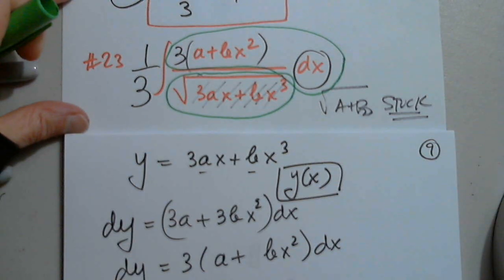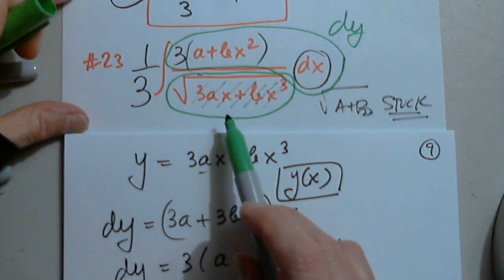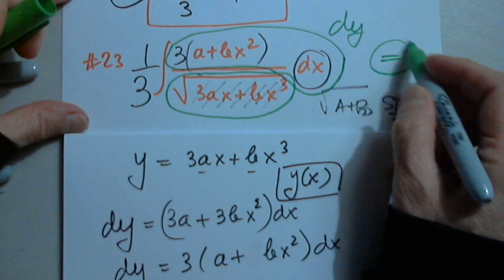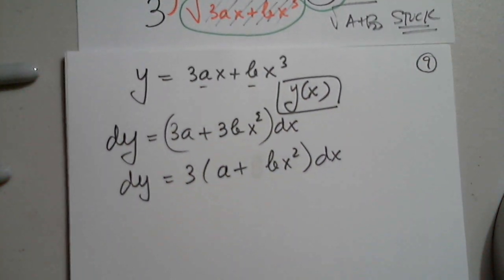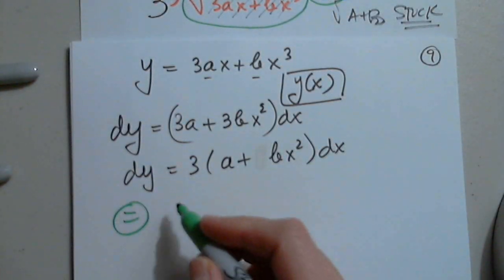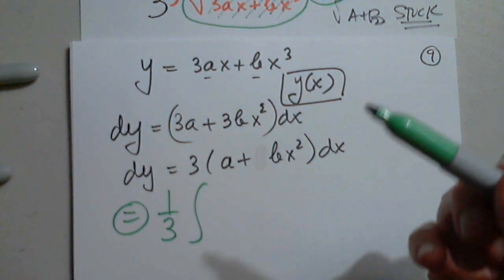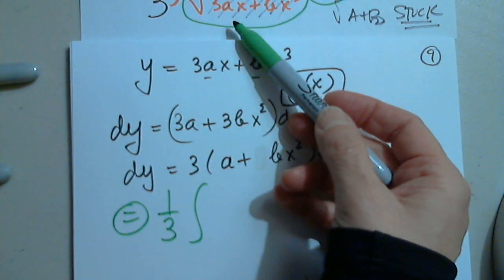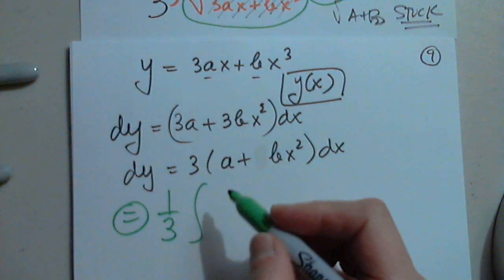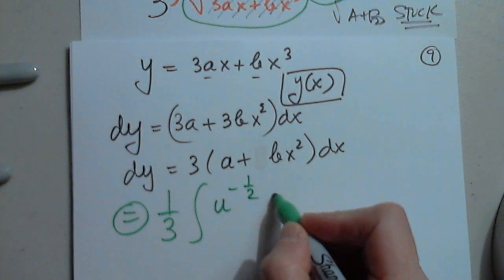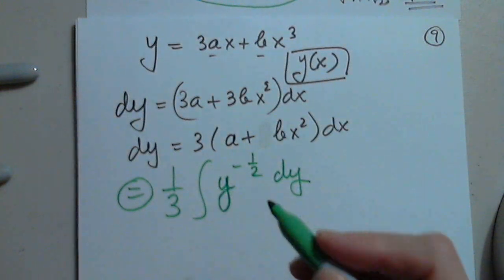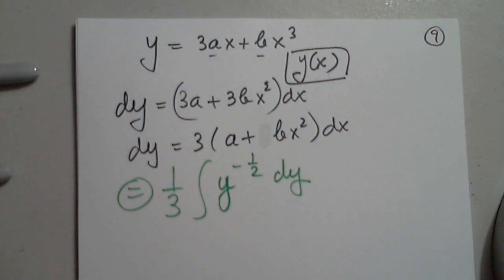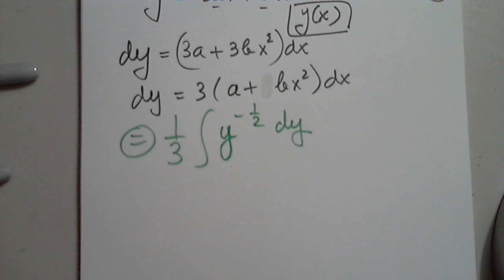So it would become dy over the square root of y. Exactly. That's it. How brilliant. So 1/3 in front, the integral of dy over the square root, 1 over the square root of y. I'm going to write it as y to the negative 1/2 to make my life easier. Hold on, why are we doing that? Of course, I don't know.